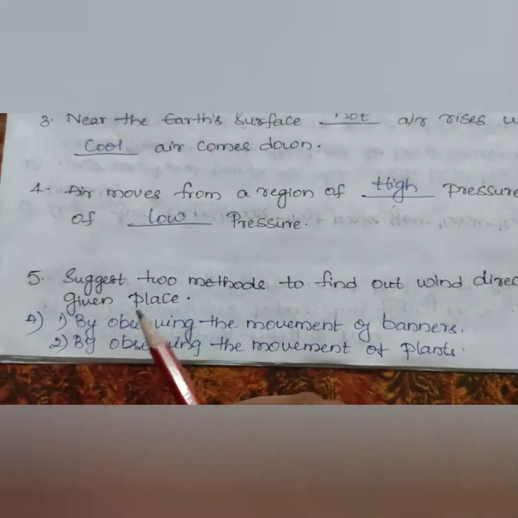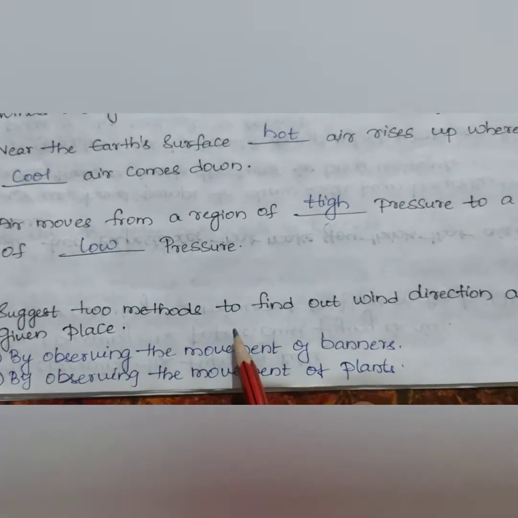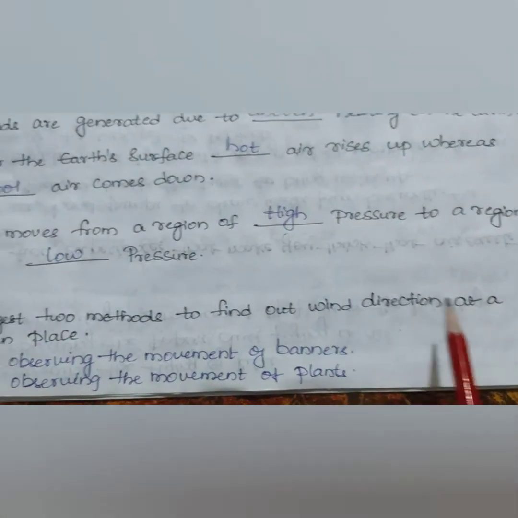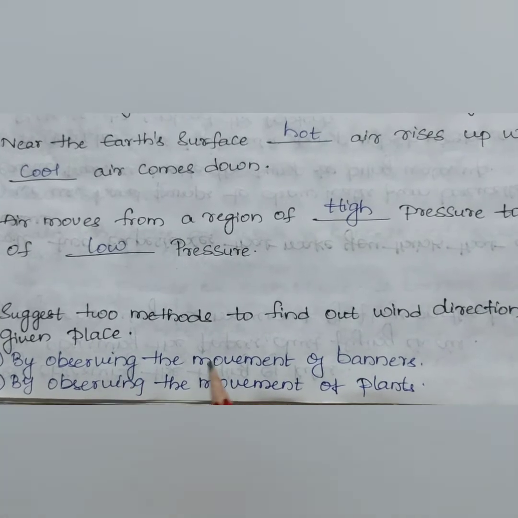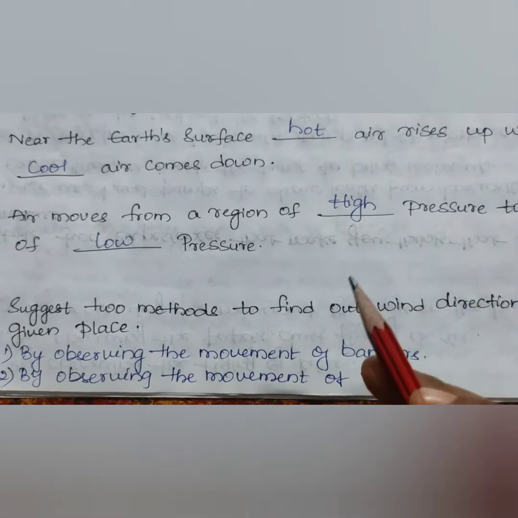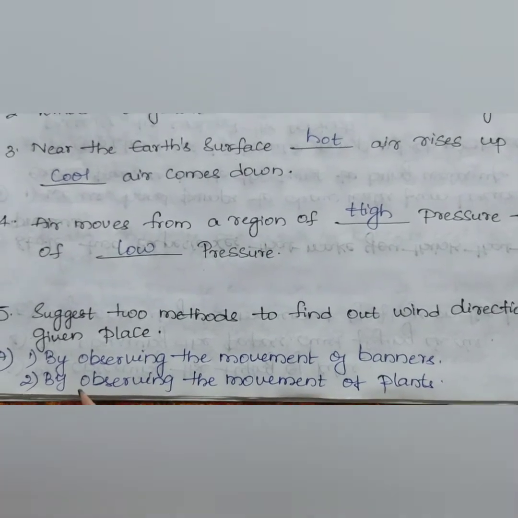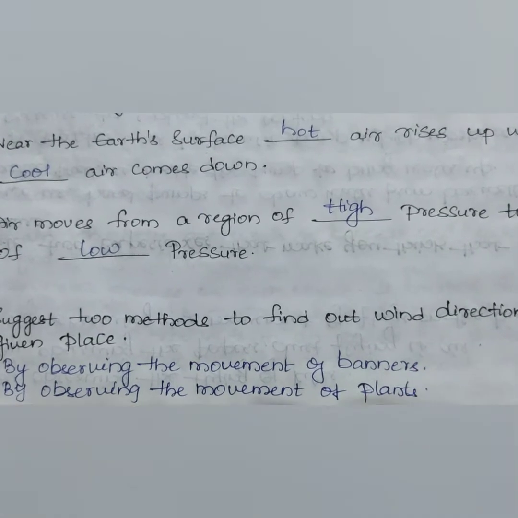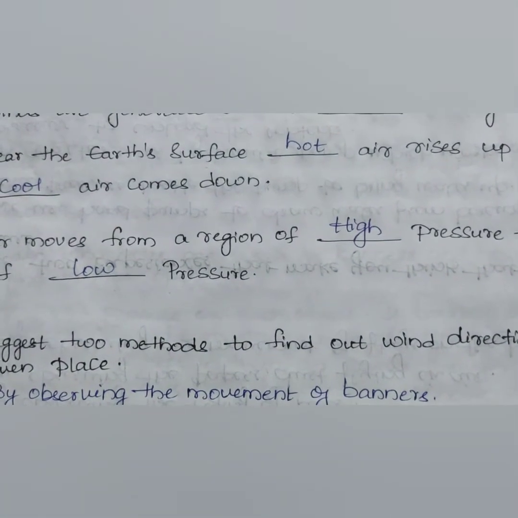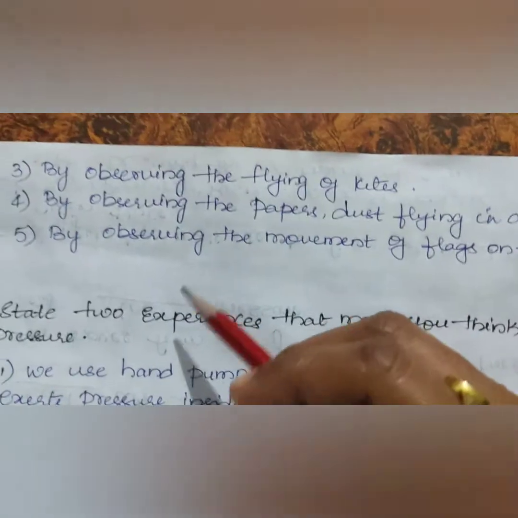Next, fifth question. Suggest two methods to find out wind direction at a given place. First one is by observing the movement of banners, they will be moving depending upon the direction of the wind. Next, by observing the movement of plants, the leaves and the branches, they move when the wind is moving. Along with the wind, even the leaves are moving.